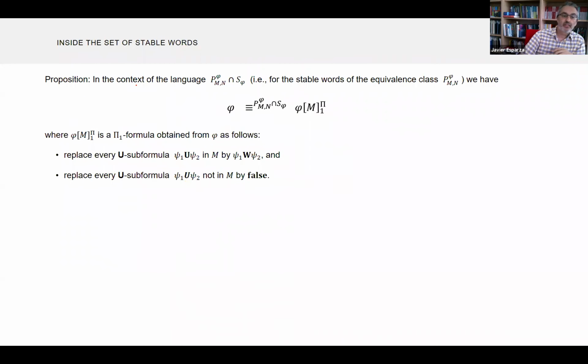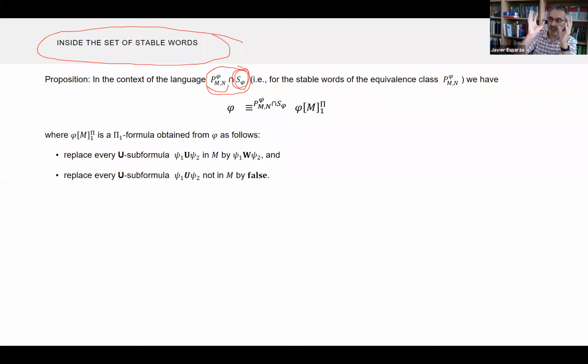So this is the very important proposition that we are going to use in order to derive essentially everything else. So now we put ourselves inside the set of stable words, okay? And now we assume that we are also within one of the equivalence classes of the partitioning. We are now looking at this box and only at the colored area. These are the stable words, right?